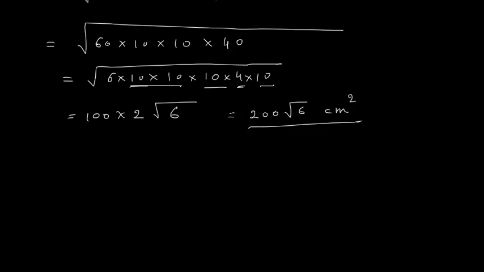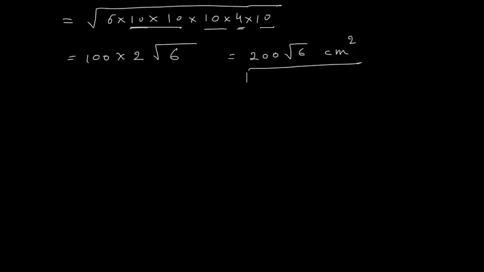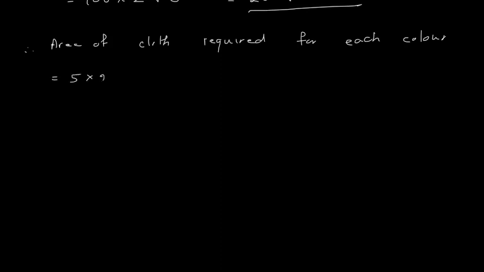Now, area of cloth required for each color. Therefore, area of cloth required for each color is equal to 5 times. So 5 into 200 root 6 is equal to 1000 root 6 centimeter square. This much area of cloth is required for each color of cloth.